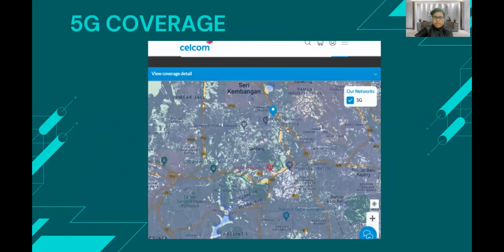As verification, this is the coverage of the 5G Celcom test. As you can see, 5G Celcom covers a lot of space in Seri Kembangan. Hence, during our measuring analysis, there were no drawbacks in getting a stable connection of 5G Celcom during our test analysis and performance.